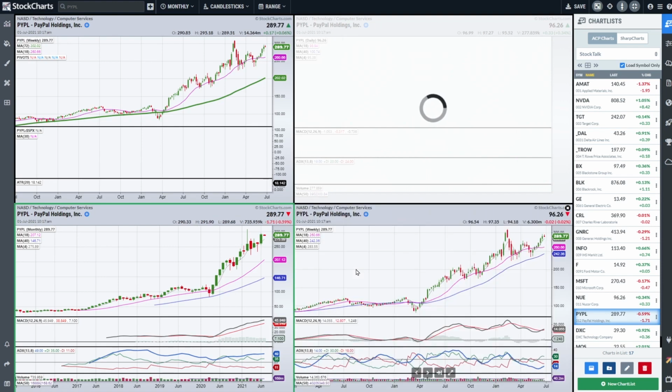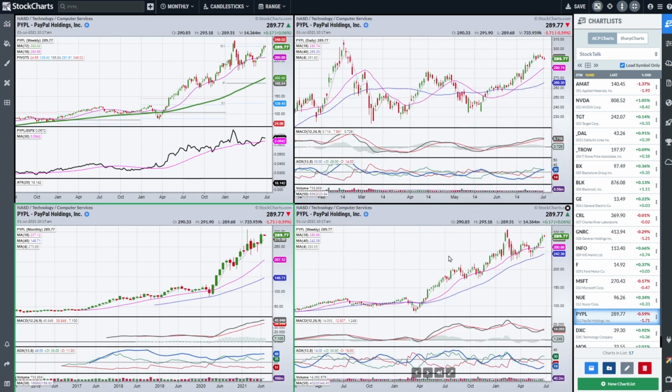Probably have time for one more stock here. So PayPal, it never has come back to the 18-month line, but we've gotten a lot of opportunities near the 18. Now, sometimes you'll break the 18 and kind of come in the zone between the 18 and the 40, and that's totally fine as long as this 18 keeps rising. And that really has been the case here. I'd probably look for a pullback a little closer to 280 as the next kind of buying opportunity in this.